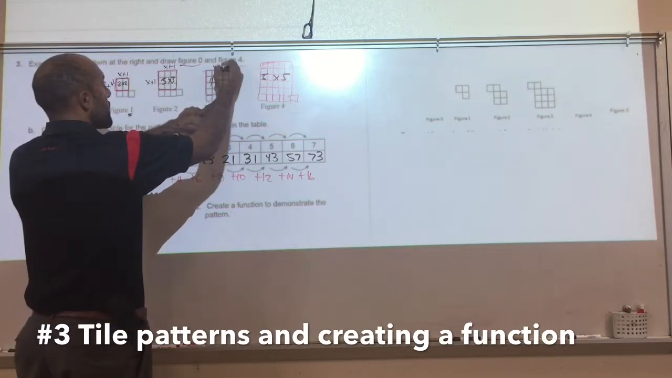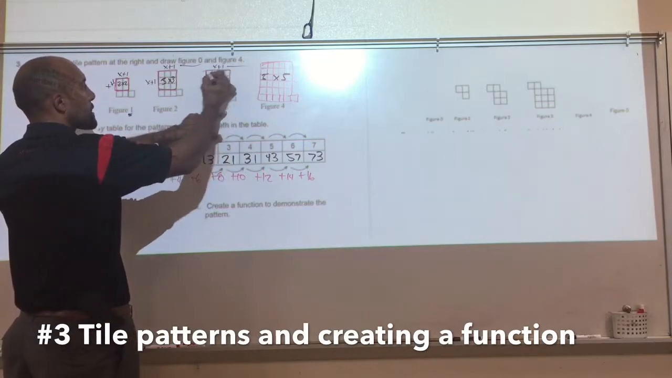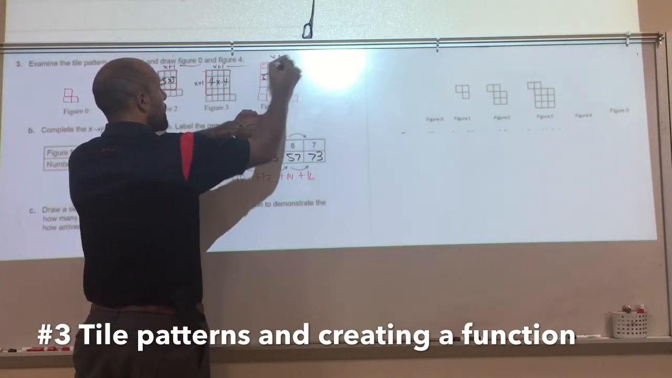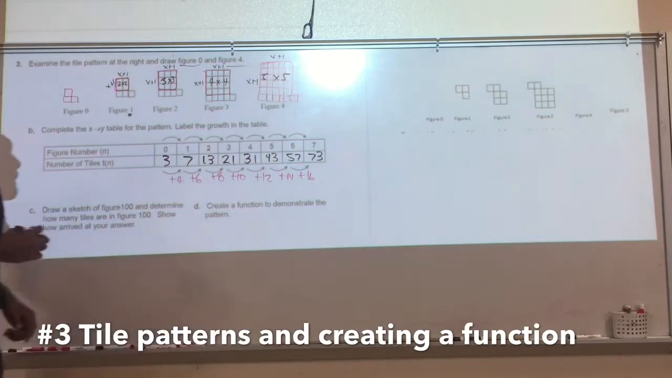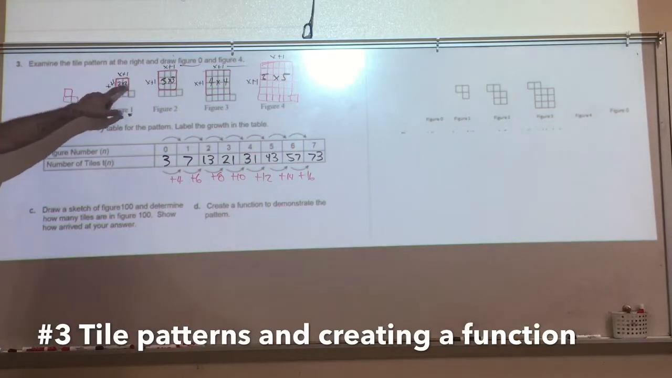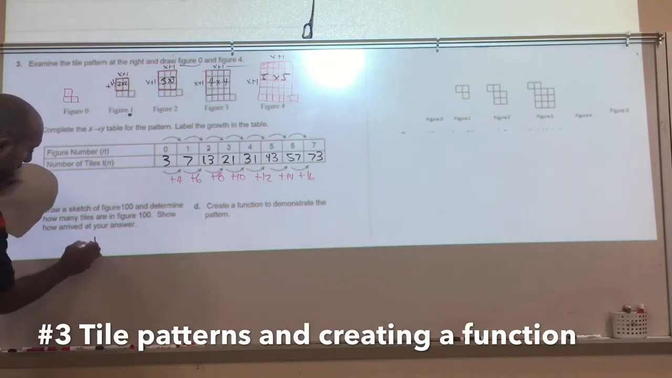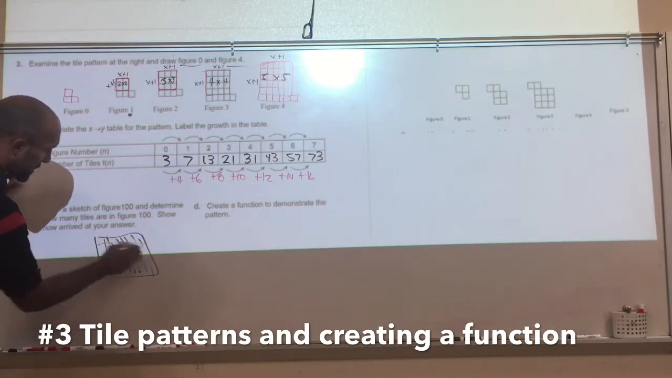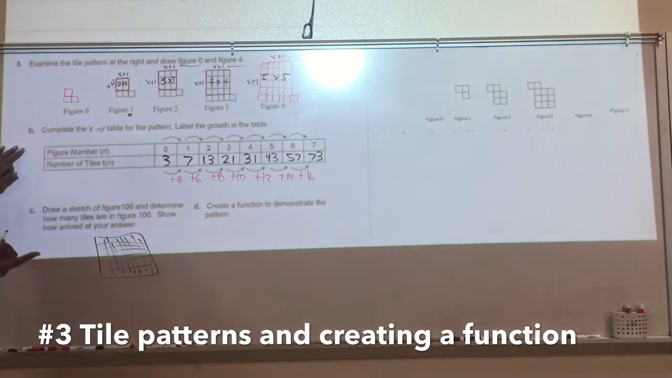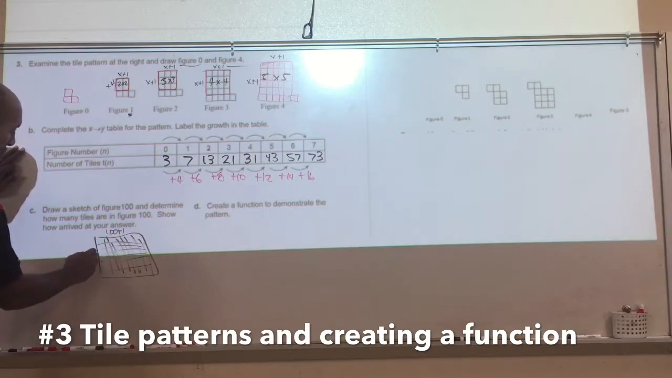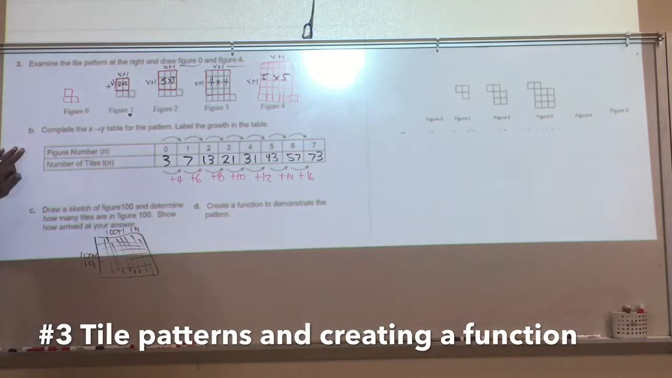The same thing follows the same pattern: 3 plus 1, so x plus 1. And here, 4 plus 1, so x plus 1. That helps us figure out what it is here. So for figure 100, I have this huge square, a bunch of squares going this way. For figure 100, this is going to be 100 plus 1 and 100 plus 1, so that means it'll be 101 here and 101 here.